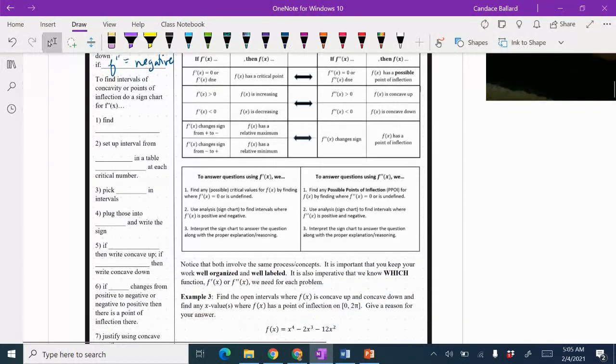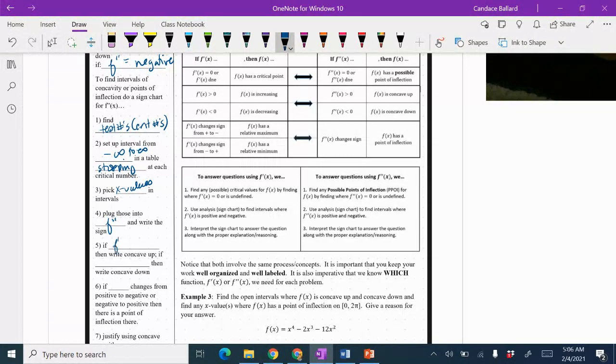These are the instructions on how to find the intervals of concavity. First, you're going to find your test numbers, which are basically critical numbers. Then you're going to set up an interval from negative infinity to infinity in a table, stopping at each critical number or each test number. Pick x values in the intervals and plug those into f double prime.